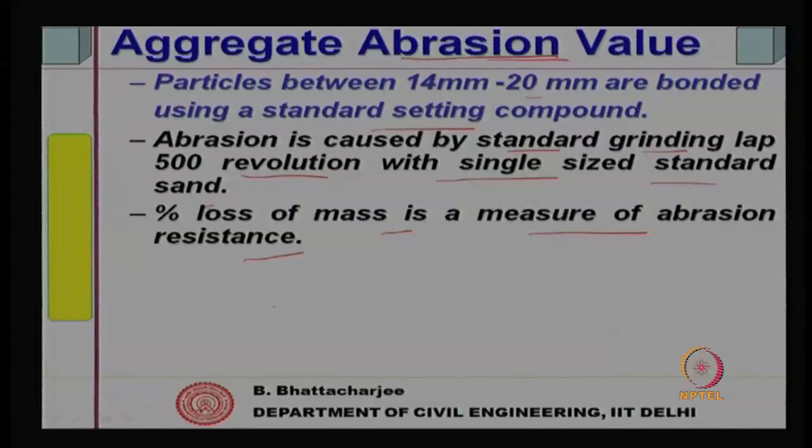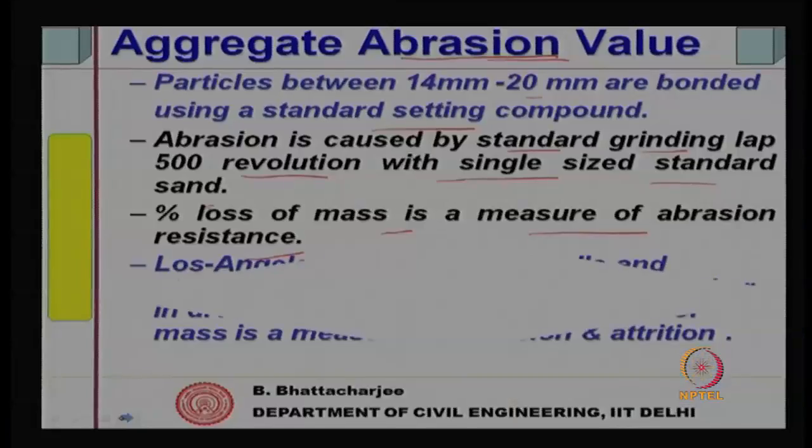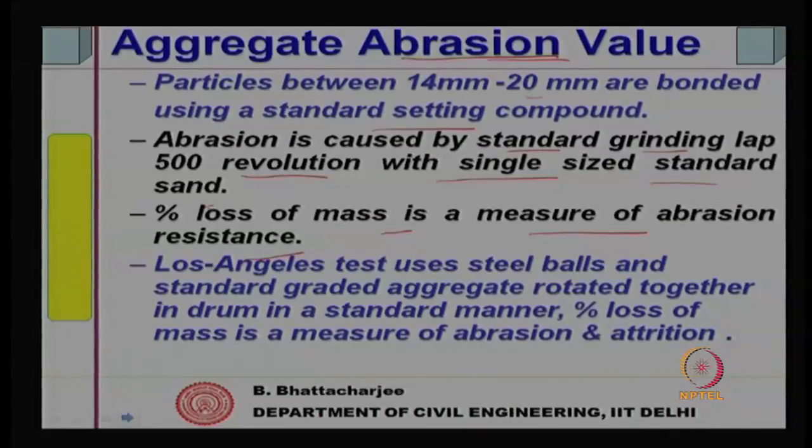So, you grind it putting sand on top of it, and once you have done that, some of the aggregates will become powder, and loss of mass will be there. So, loss of mass is measured and that gives us the abrasion resistance. Lower is better; the lower the loss of mass, the better the abrasion resistance.